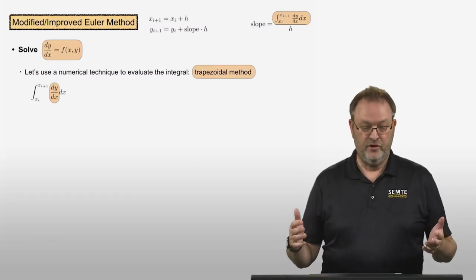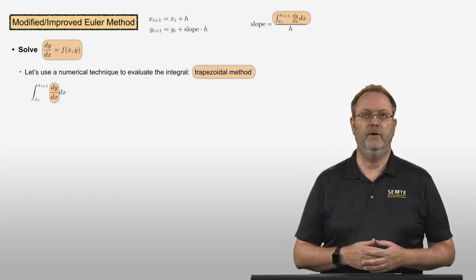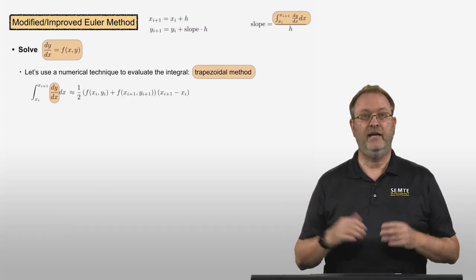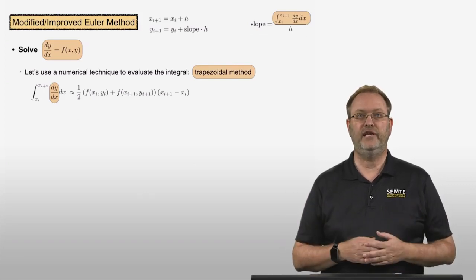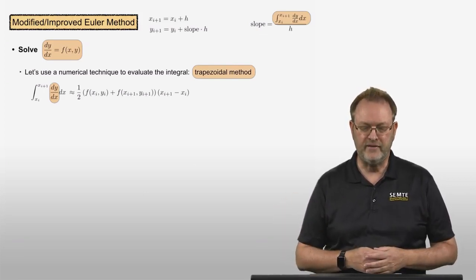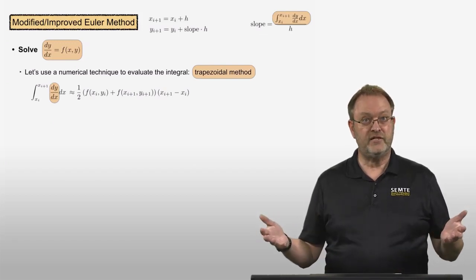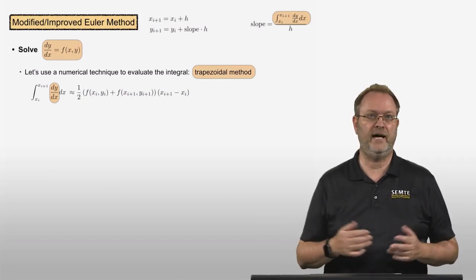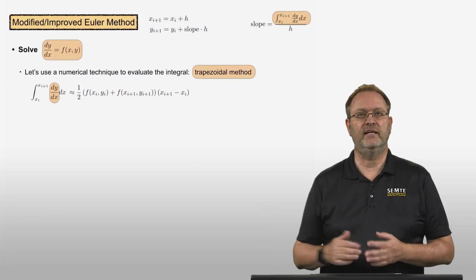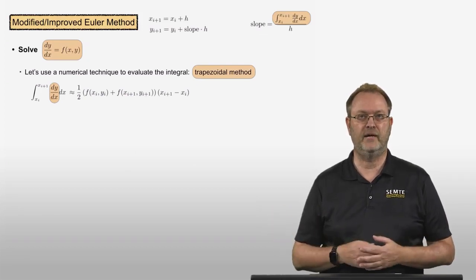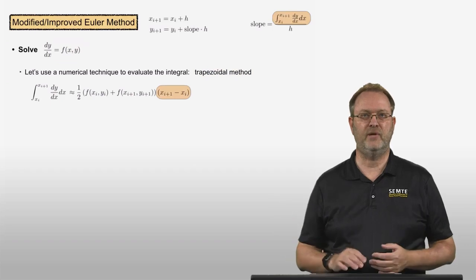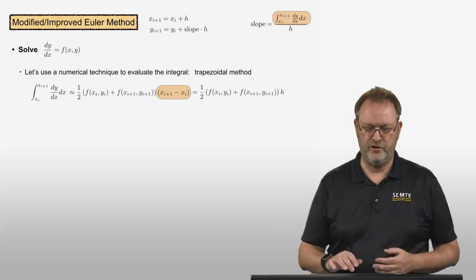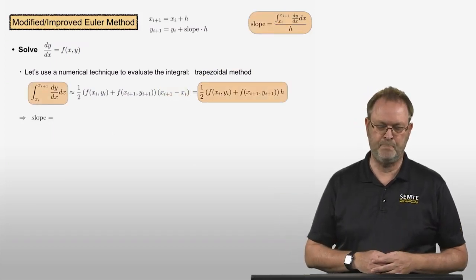So let's dive in. We know that the integral over the slope dy/dx is given by the right-hand side of the ODE. And if we apply the trapezoidal method to this right-hand side f, we get that this integral is approximated by a half f evaluated at the start point x_i, y_i, plus the right-hand side evaluated at the end point f(x_{i+1}, y_{i+1}), times the step size x_{i+1} minus x_i. But if you assume that this is constant, then this would be times h, which is equal to x_{i+1} minus x_i.